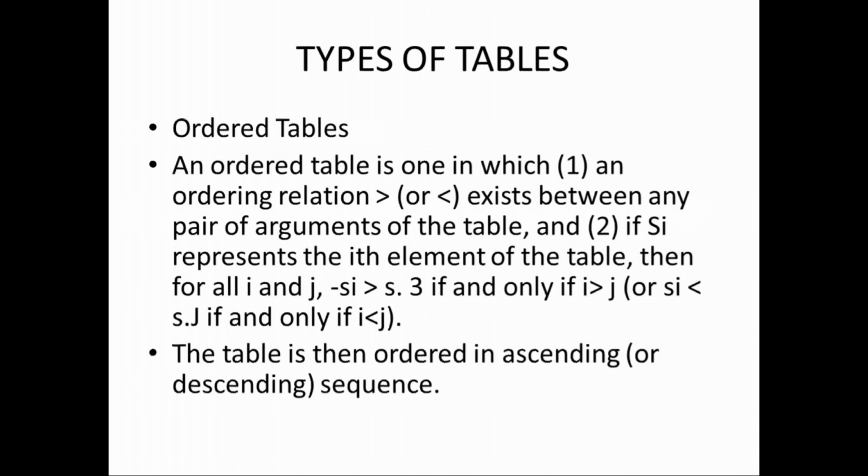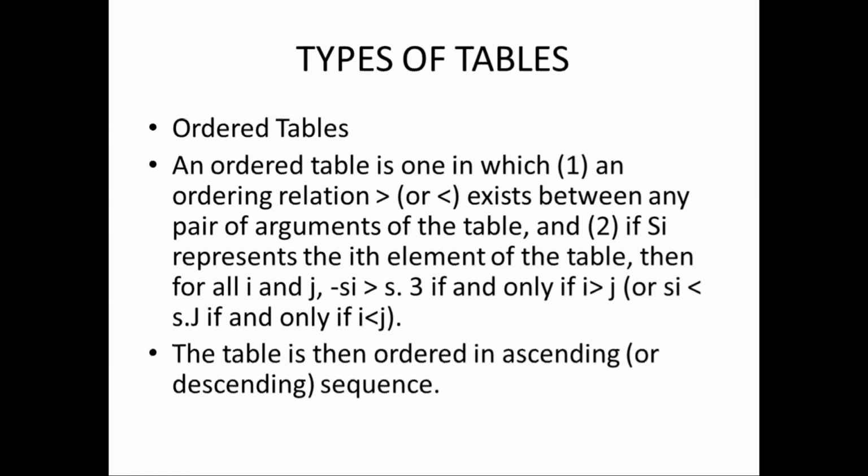Then the other tables, as the elements come, there is need for you to order them. So we say another table is one in which, first condition, an ordering relation, greater than or less than, exists between any pair of arguments of a table. Second condition, if Si represents the ith element of a table, then for all i and j, Si is greater than Sj if and only if i is greater than j, or Si is less than Sj if and only if i is less than j.